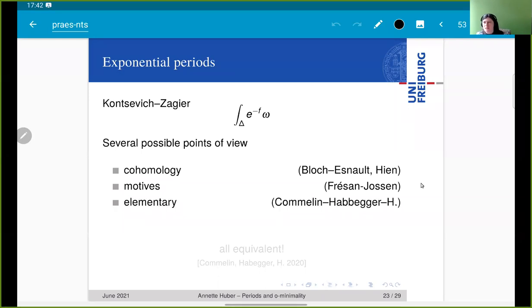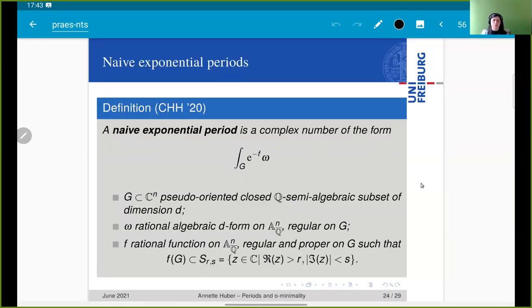And then in this case, the elementary point came last, and that's in a paper of Johan Commelin, Philipp Habegger, and myself, where we also give an elementary definition, or what I call a more elementary definition, of these exponential periods. And as in the classical case, all these different points of view are actually equivalent. So let me give you a proper definition of naive exponential periods. That's the definition that we came up with in this paper.